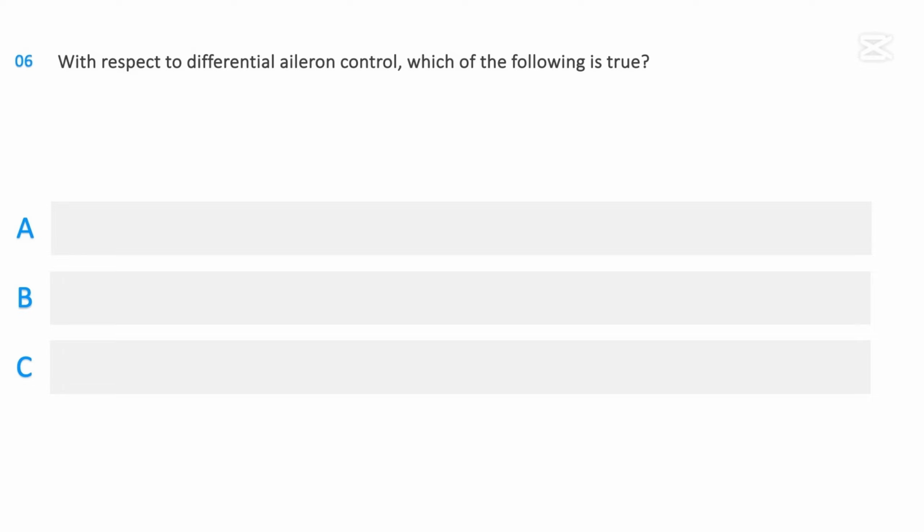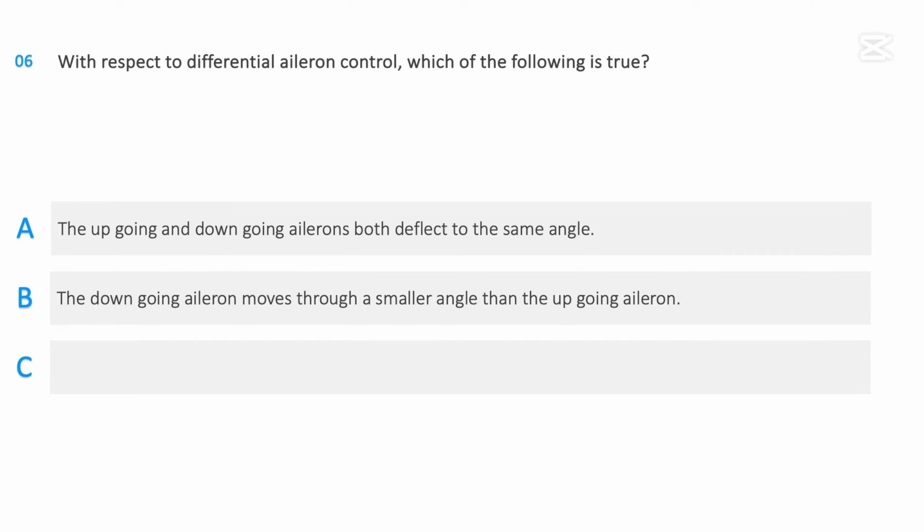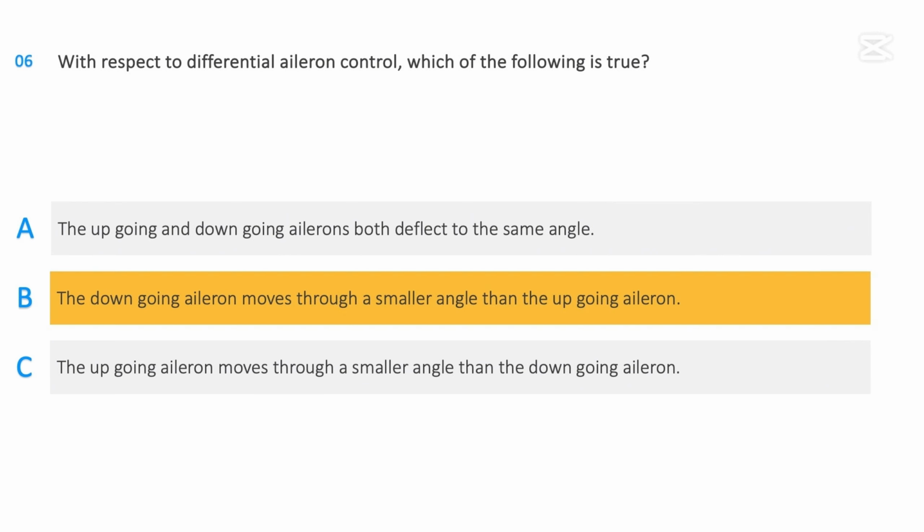With respect to differential aileron control, which of the following is true? The upgoing and downgoing ailerons both deflect to the same angle. The downgoing aileron moves through a smaller angle than the upgoing aileron. The upgoing aileron moves through a smaller angle than the downgoing aileron. The correct answer is the downgoing aileron moves through a smaller angle than the upgoing aileron.